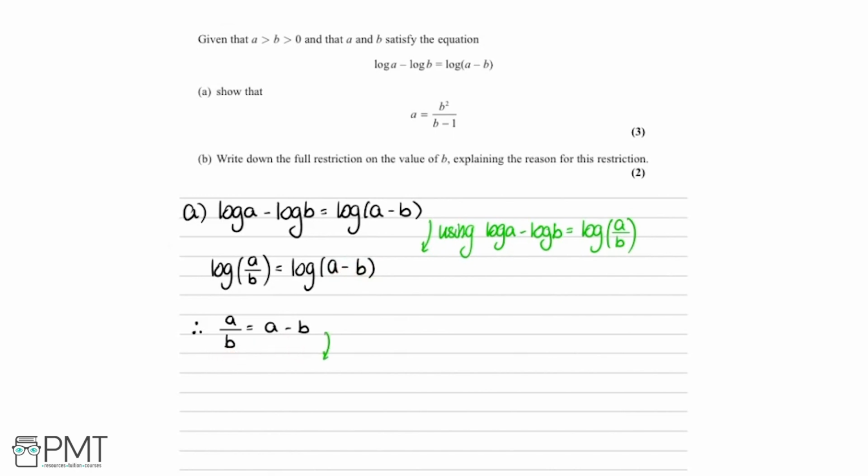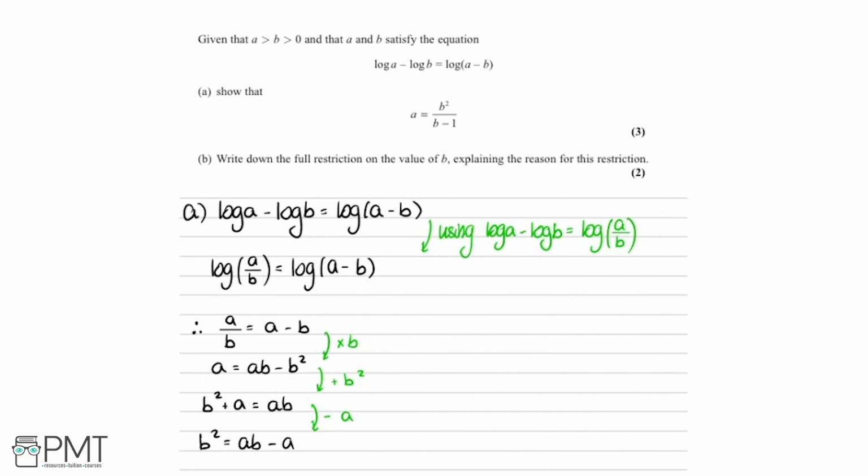Next, to get rid of the fraction, I'm going to multiply both sides by b, giving us that a equals ab minus b squared. Now we want to get all the a's on one side. So firstly, I'm going to add b squared to both sides. So we get b squared plus a equals ab. Then I'm going to take away a from both sides to get b squared equals ab minus a.